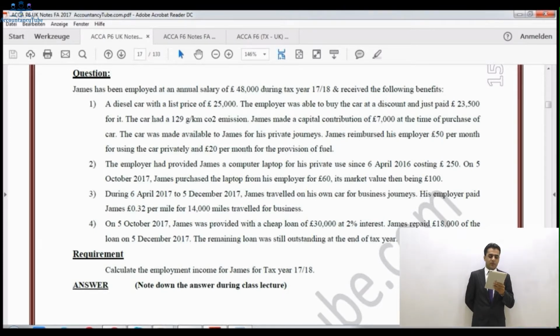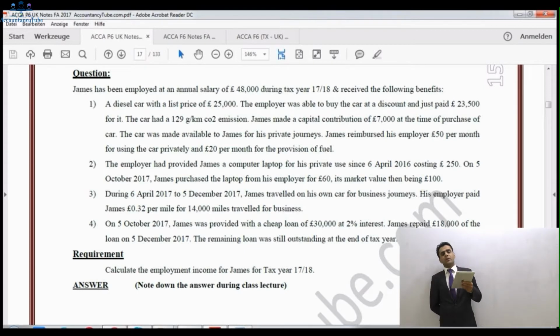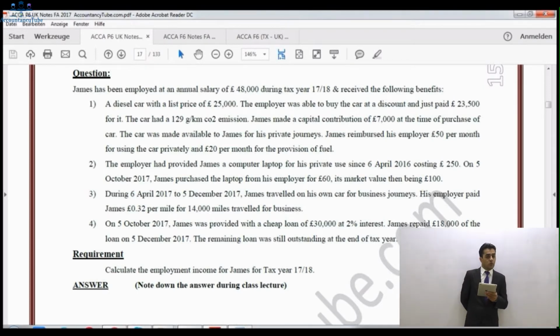JAMS reimbursed his employer £50 per month for using the car privately. Whenever an employee is reimbursing something towards the private use of the car, that amount will be deducted out of the total car benefit. Right? So this amount will be deducted. And after that, so it is £50 per month.